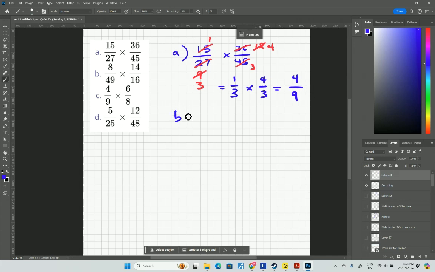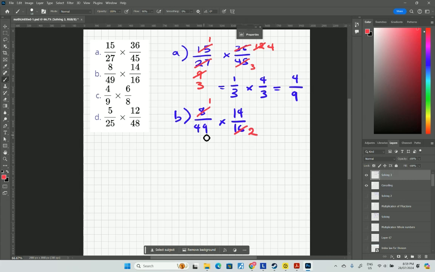I'm going to do one more of these. So B, we have 8 over 49 times 14 over 16. So again, we're going to look for common factors. Easy, these first two, 8 and 16. We know we can divide this by 8 and this by 8 to get 2.